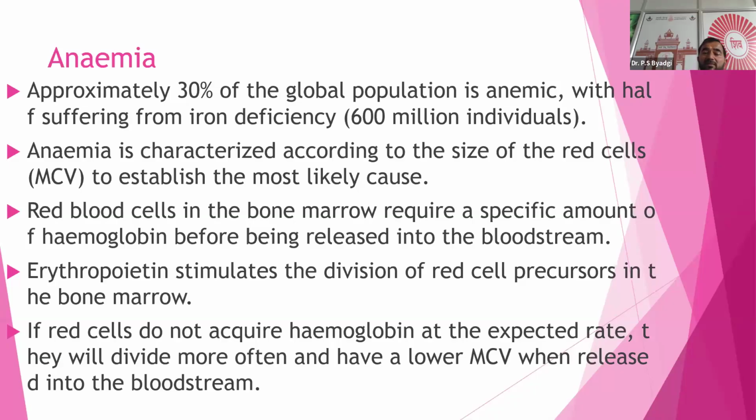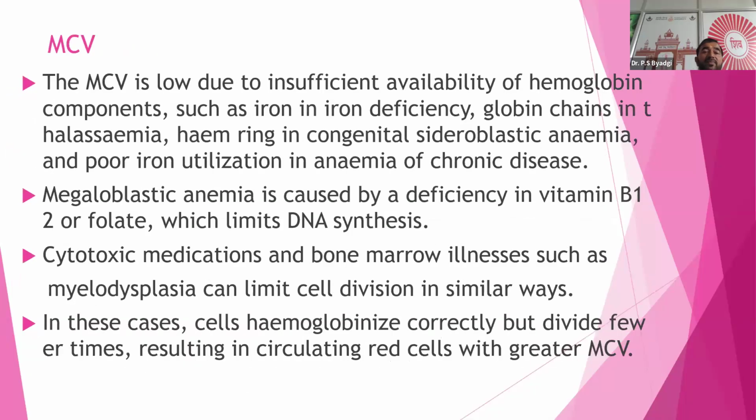These red blood cells in the bone marrow require a specific amount of hemoglobin before being released into the bloodstream. This is done through the erythropoietin that stimulates the division of the red blood cell precursors in the bone marrow. If the red cells do not acquire hemoglobin at the expected rate, they will divide more often and have a lower MCV when released into the bloodstream. That is the mechanism going on inside the body. That's why MCV is a very important component. MCV is a very good clear-cut indicator for the diagnosis of various kinds of anemias.